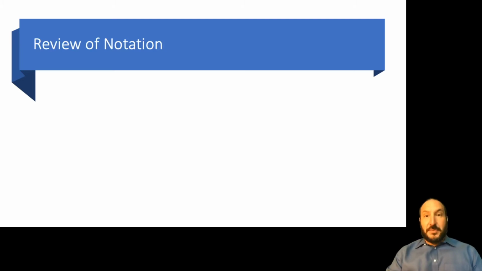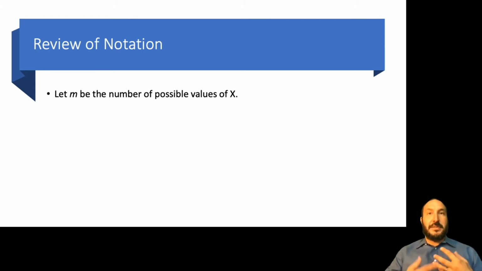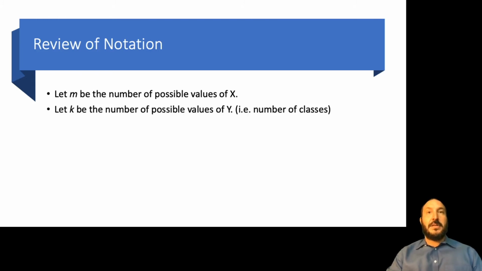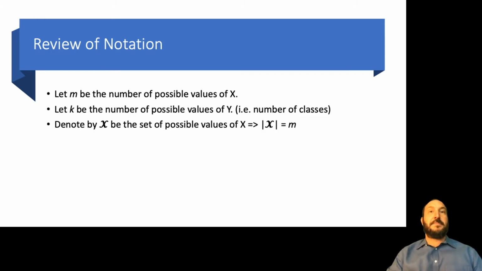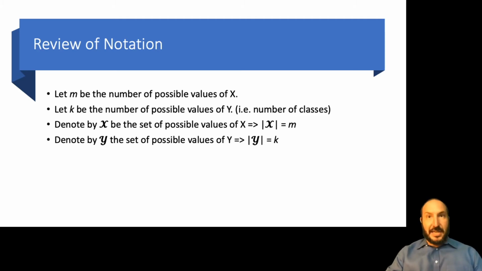First, let's review some notation so we're all on the same page. M is going to represent the number of possible values of X. Again, from part 2, we said we're always going to assume that there's finitely many, and we gave some justification for that. So call the number of possible values of X, call that M. Let K be the number of possible values of Y, so how many classes we have. If it's binary classification, K is going to be 2. If it's multi-class classification, K is going to be the number of classes. And then let's use some notation to note the set of possible values. Script X is going to be this set of possible values of X. Script Y is going to be the set of possible values of Y. And therefore, the size of script X is M, and the size of script Y is K.